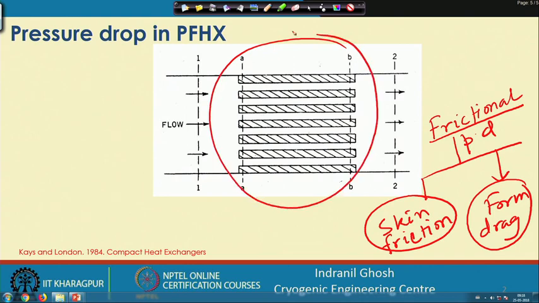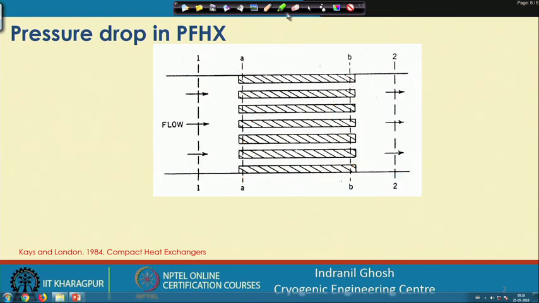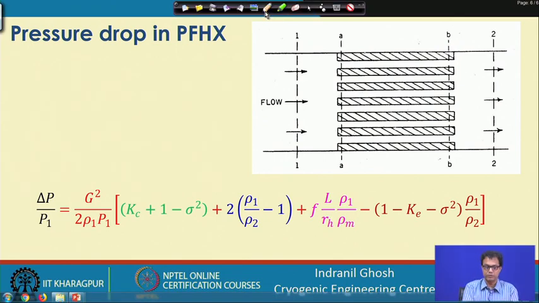Along with this frictional pressure drop, we may have a pressure drop due to the change in rate of momentum, and that will be taken into account. So, we finally find that there are three components: the entrance effect, the exit effect, and the core pressure drop, which consists of two parts, skin friction and form drag. Altogether, we have a final expression given by this one. You will find this in any heat exchanger book, by Kays and London, or by Shah and Sekulic and others.